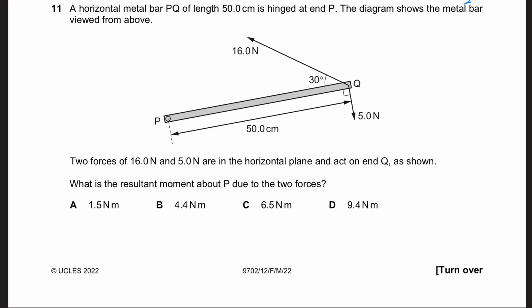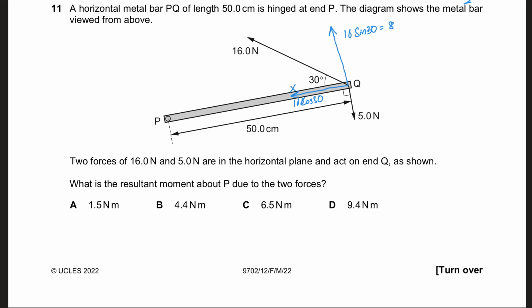Now, to calculate moment, we need the force and the perpendicular distance from the pivot to the line of action of the force. So for this 5 newton force, we know that this is 50 centimeters. This is the perpendicular distance, or 0.5 meters. For the 16 newtons, we can either calculate this perpendicular distance, or we can resolve the 16 newton force into two components so that one of the components is perpendicular. This component here is the perpendicular component, which is 16 sine 30. The other component is 16 cos 30. Now the 16 cos 30 component passes through the pivot, and hence its moment is 0.